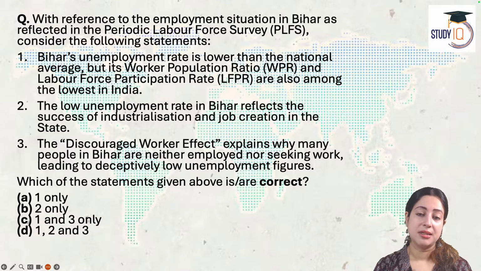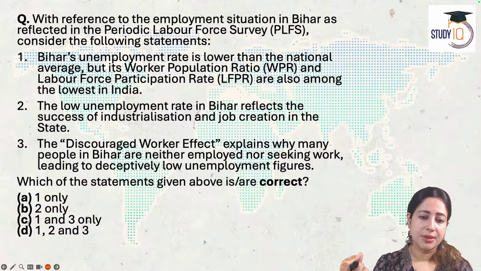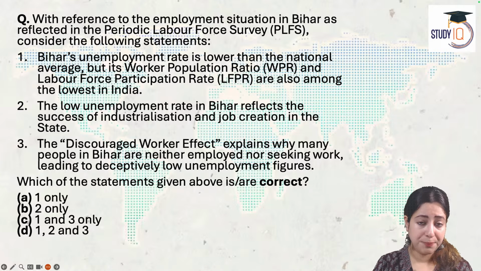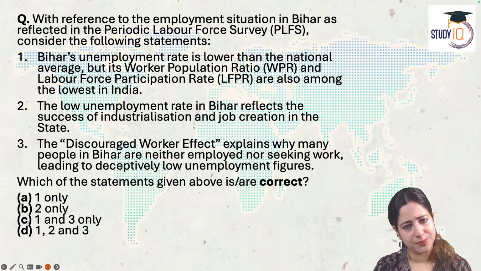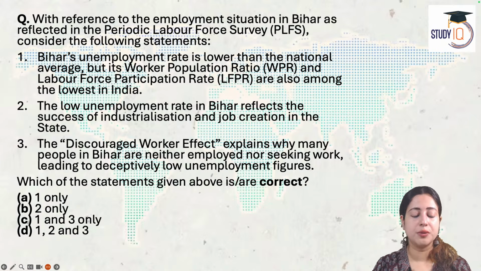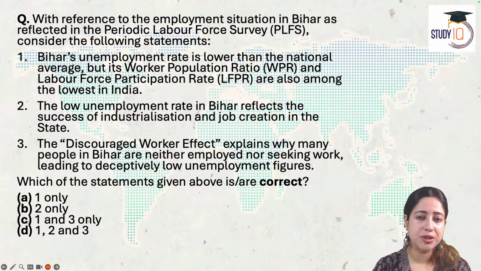It means a situation where the work population ratio and labor force participation rate both are low, where people are not only unemployed, but they also are not trying to find a job. They don't want to look for a job. That's the discouraged worker effect. This explains why many people in Bihar are neither employed nor are they trying to look for work. It leads to a fake unemployment figure like this one, 3%.